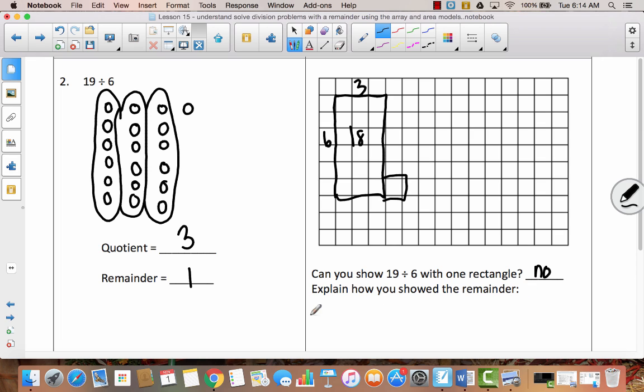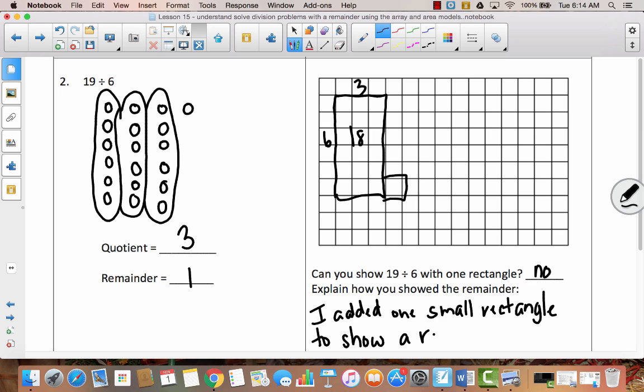Explain how you show the remainder. I added one small rectangle to show a remainder of 1.